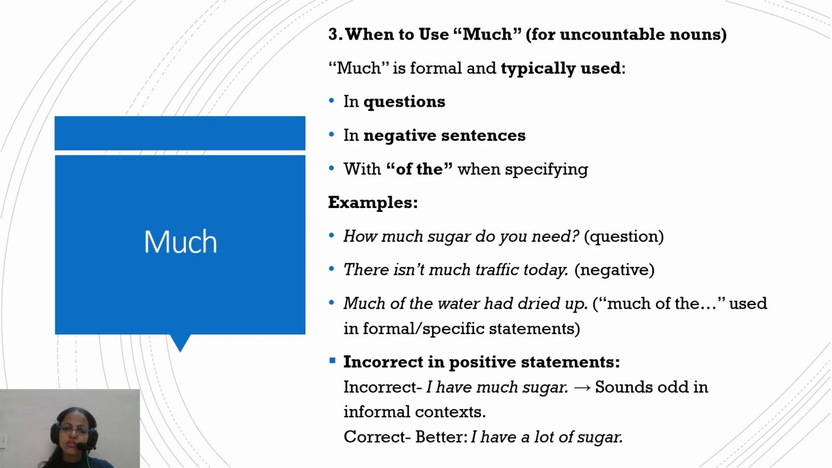Again, in negative sentences, traffic is an uncountable noun. Much of the water had dried up. So much of the is used in a more formal and specific statement. We are referring to, say, some pond, and we are talking about it very specifically: much of the water had dried up. So it's used in questions, negative sentences, and when we are talking about something specific, with the phrase of the.